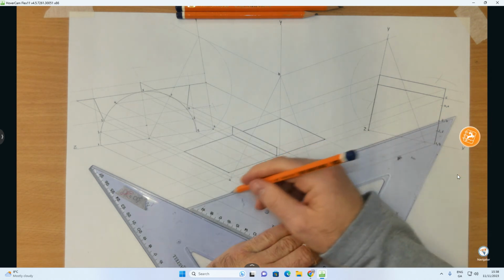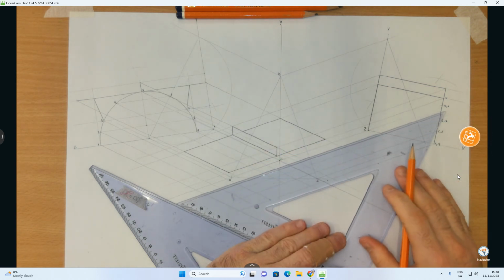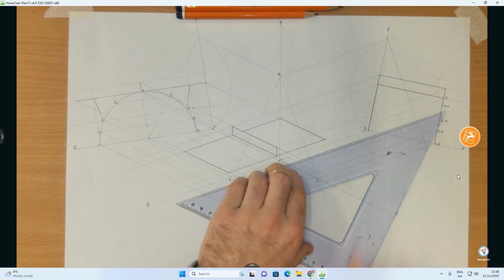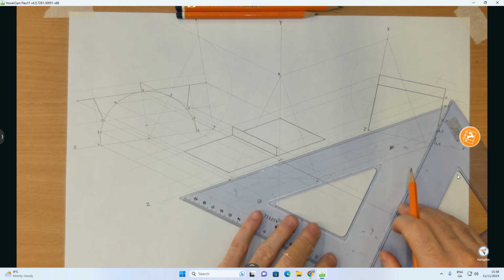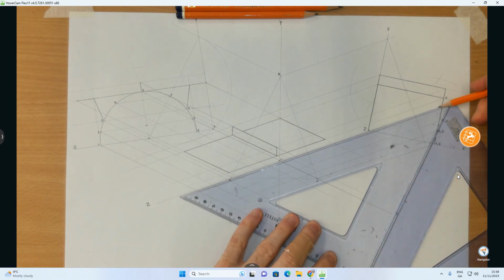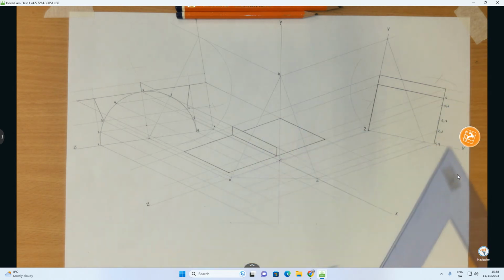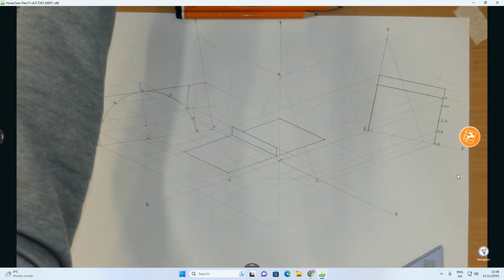Just bring them down as far as you think you're going to need them. Okay, the 4 and 6 I'm not reaching, so I'm going to slide my set square around, keep them held in place. We're after 4 and 6, and finally 5 is already brought down. Okay, so it's simply a case now of plotting our points.